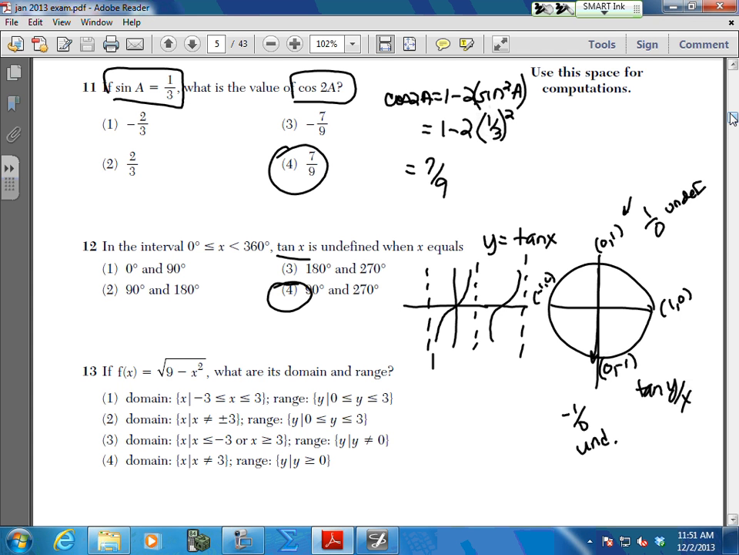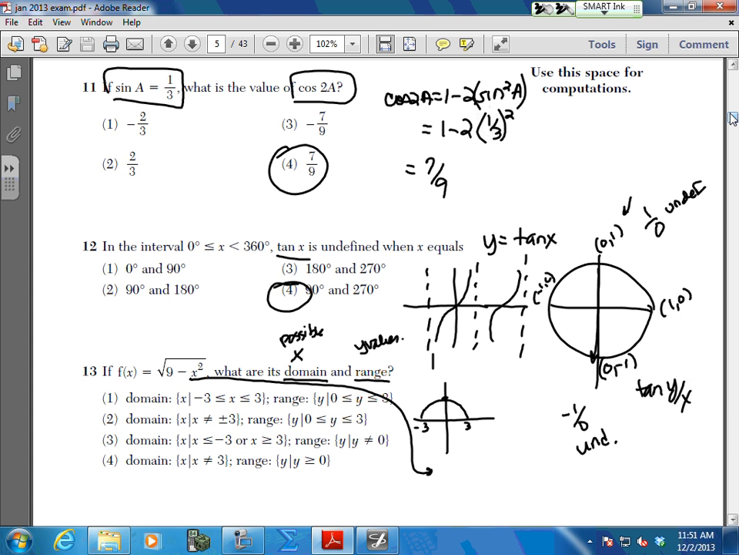Number 13 is talking about the domain, which are all possible x values that you can use, and the range, all possible y values. Well, you can certainly put this in your calculator and graph this, and you will see a graph that goes like this. You can find this piece here from negative 3 to positive 3, and that it actually goes up as high as 3. Another way to do this is to take this and to say we have a domain restriction.